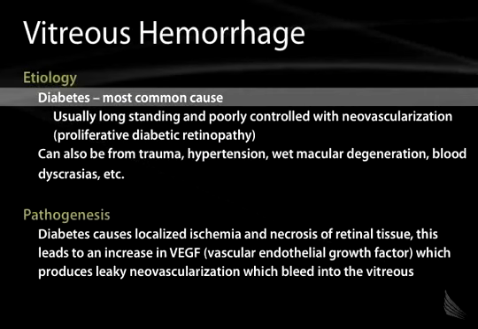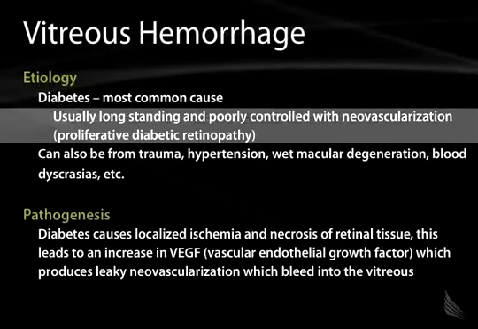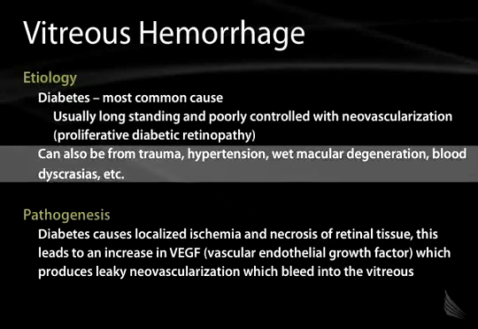Vitreous hemorrhage. The etiology is often due to diabetes. It's usually long-standing and poorly controlled diabetics with neovascularization or proliferative diabetic retinopathy. What that means is they've had diabetes for so long, their retina has started to develop new vessels which are leaky and often bleed into the vitreous. You can also get vitreous hemorrhages from trauma or hypertension or wet macular degeneration, or if you have a blood dyscrasia and have a tendency for bleeding, you can get vitreous hemorrhages that way.